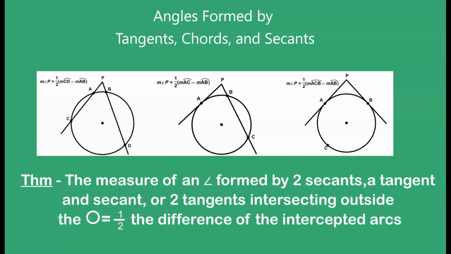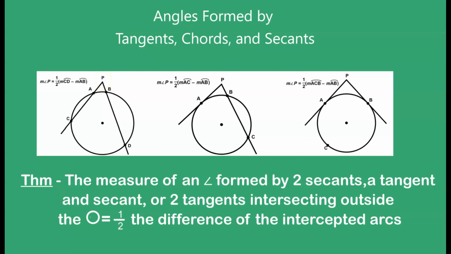Angles formed by tangents, chords, and secants. The measure of an angle formed by two secants, a tangent and a secant, or two tangents intersecting outside the circle is half the difference of the intercepted arcs. So in my first diagram, I have two secants.